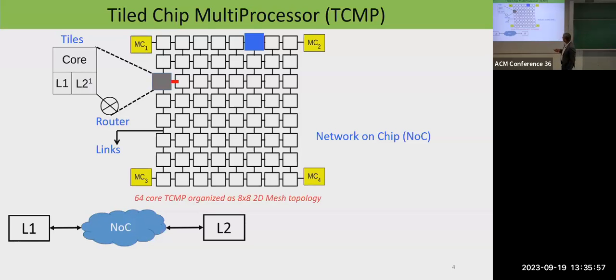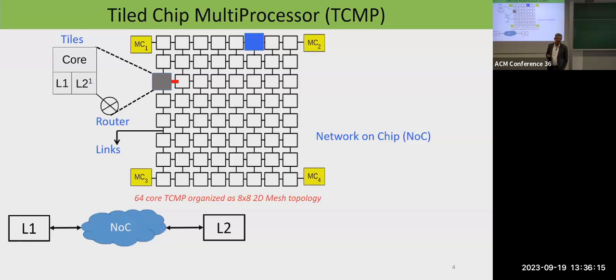So that also will travel through the network on chip, depending upon the address bits, which will tell you where the address mapping is. It can be either MC1, MC2, 3 or 4, what the case may be. So L1 to L2 traffic travels through the NOC, and L2 to the main memory controller, both the request as well as the reply travel through the network on chip.